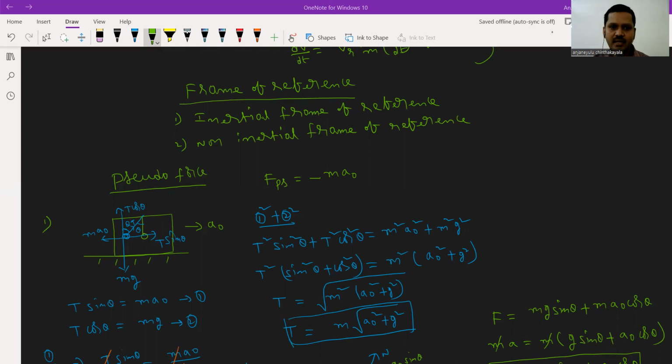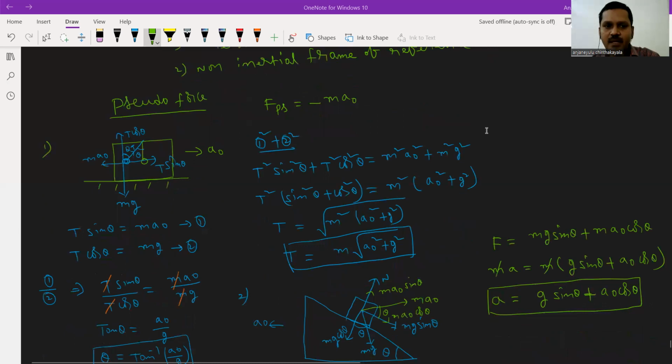In non-inertial frames, Newton's second law is not applicable. So a new force is introduced. That new force is called pseudo force. Pseudo force has the same magnitude, F equal to ma, but directionally it acts opposite to the accelerating body. Now, some applications.